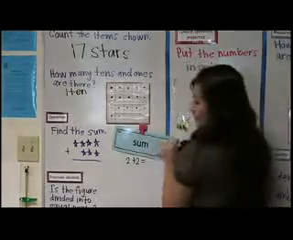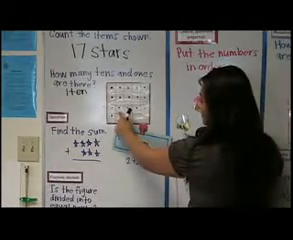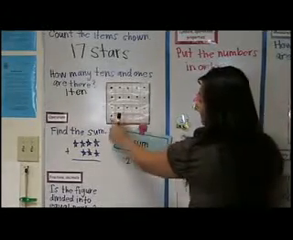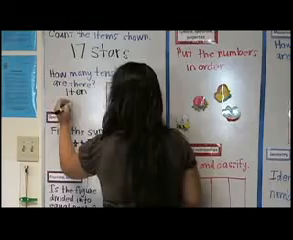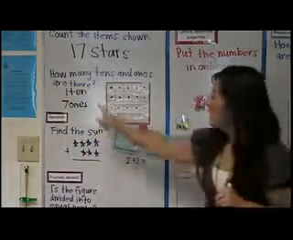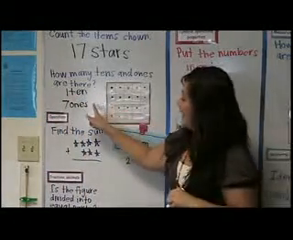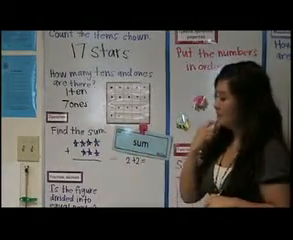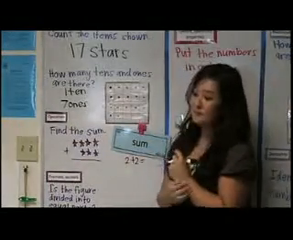Let's count the bottom one. Let's see how many ones we have. 1, 2, 3, 4, 5, 6, 7. How many ones? Seven. Good. Let's say this. Say 17. 17 has 1 ten and 7 ones.